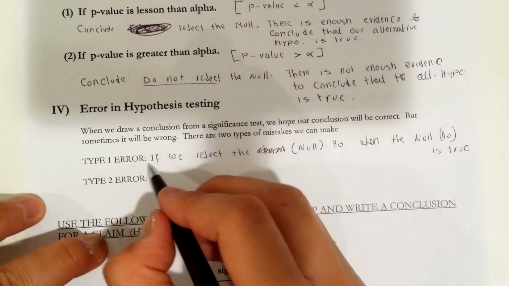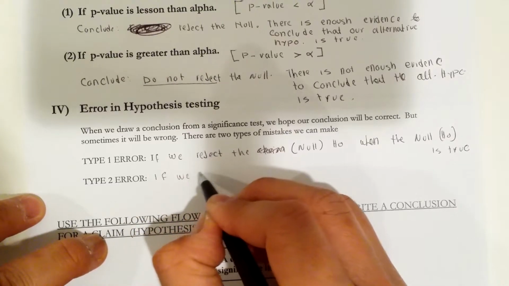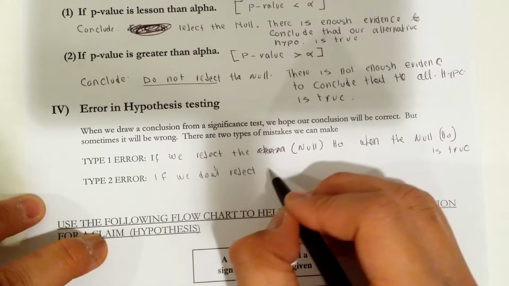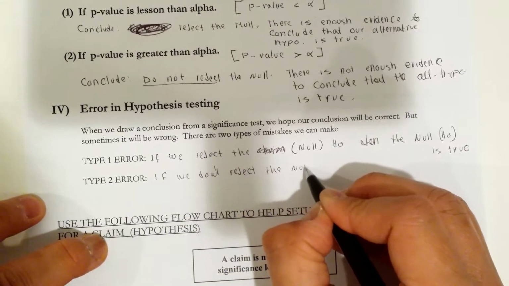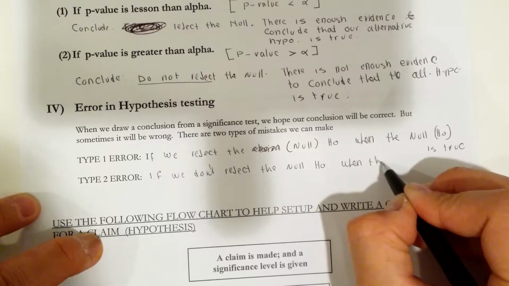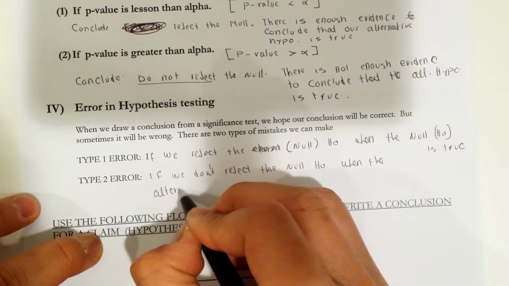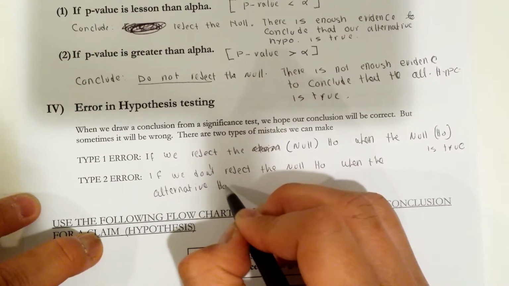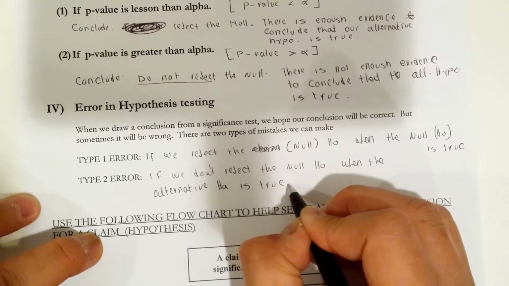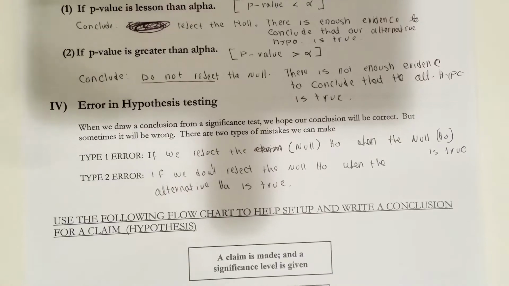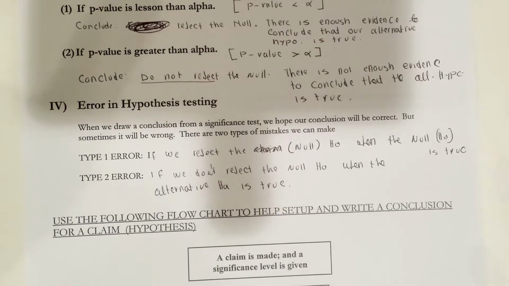On the other hand, if we do not reject the null when the alternative, which is your H sub A, is true, then we have made a type 2 error. So make sure you look over type 1 error and type 2 error. Take your time, read it a couple times, let it sink in, so that you know which is which.